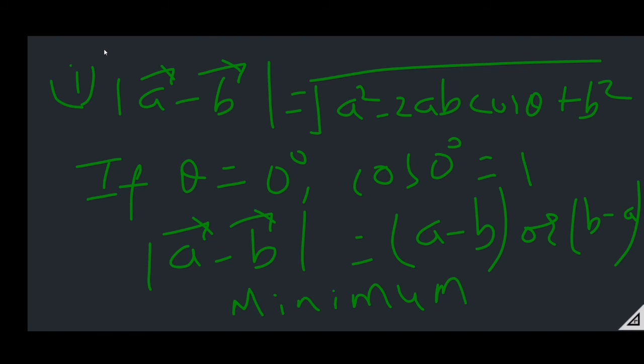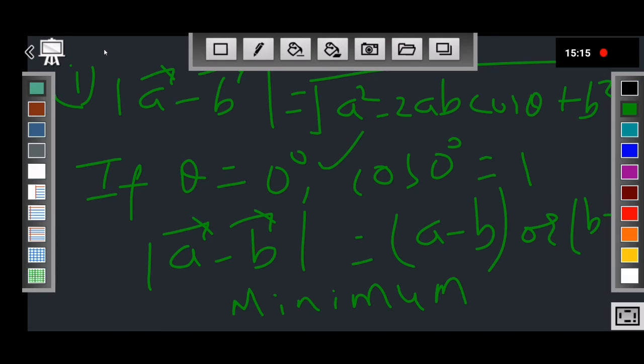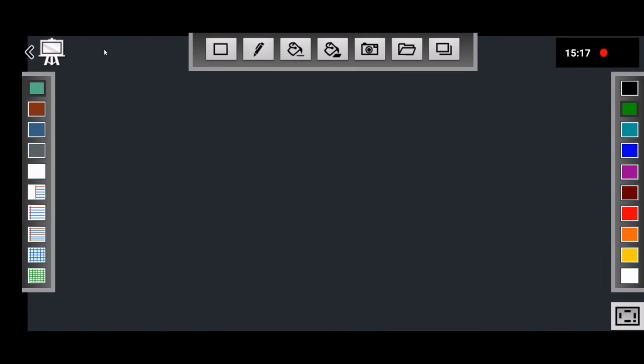The magnitude of a vector minus b vector is minimum when the angle between those two vectors, a vector and b vector, is 0 degrees. This is the fact you have to know. And let's see another special case.